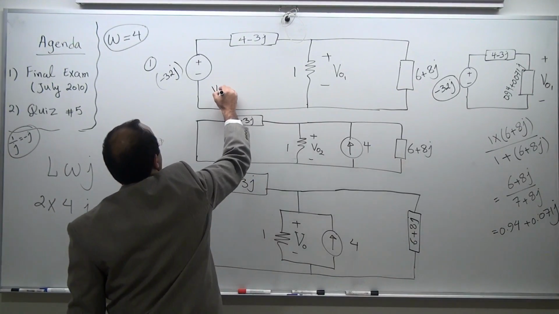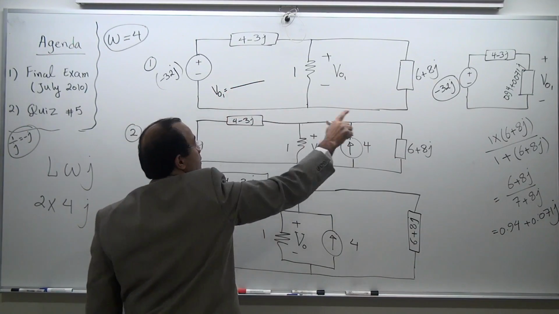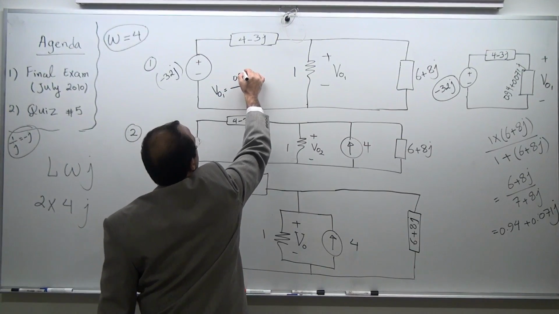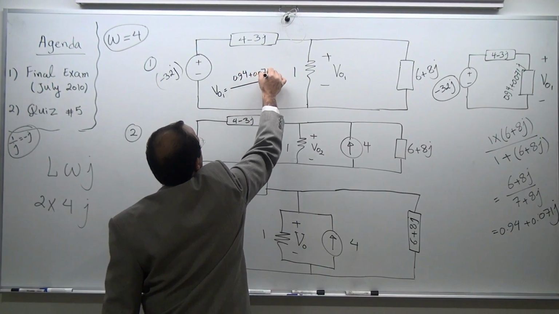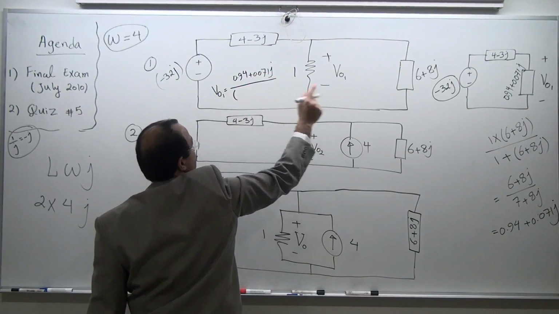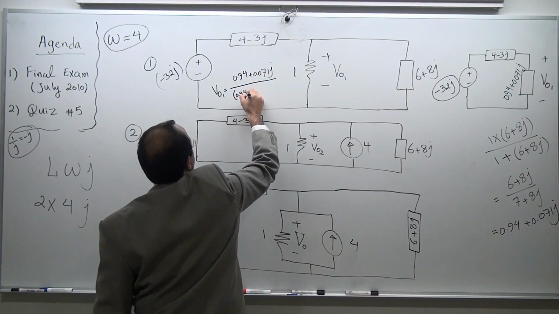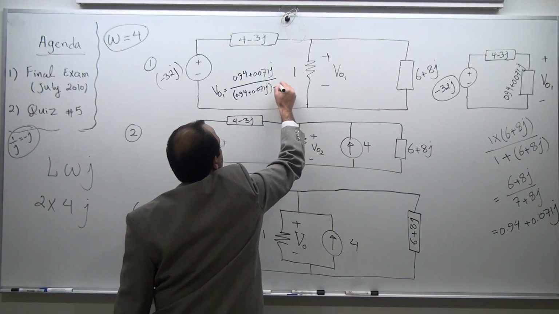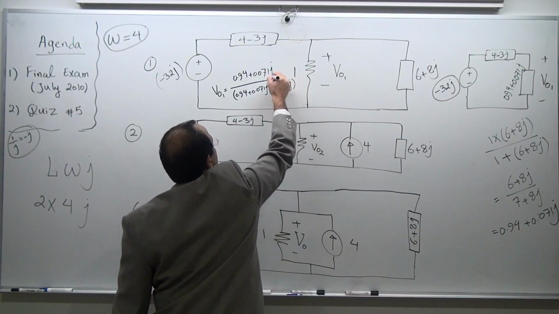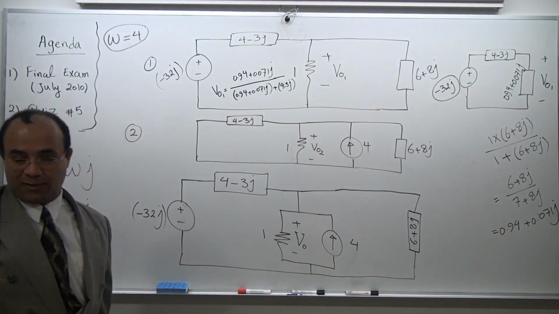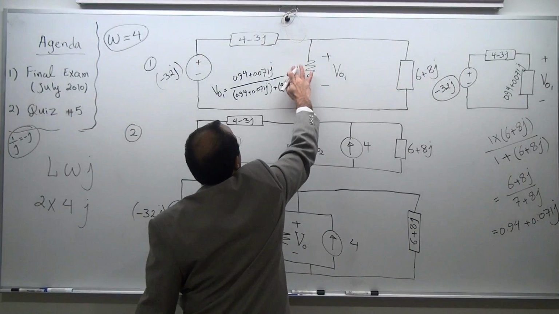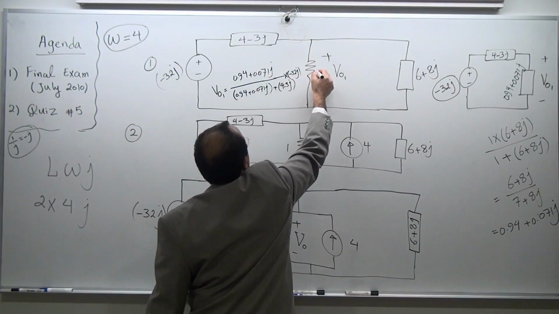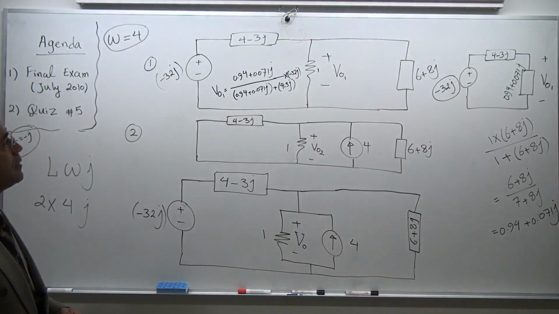How much is VO1? VO1 is equal to the resistor, in this case 0.94 plus 0.071j, divided by the same resistor 0.94 plus 0.071j plus the resistor on top, which is 4 minus 3j. That shows me the ratio, but then times the incoming voltage, so it's going to be minus 32j. That's 1 ohm already. So that's going to give me my VO1.